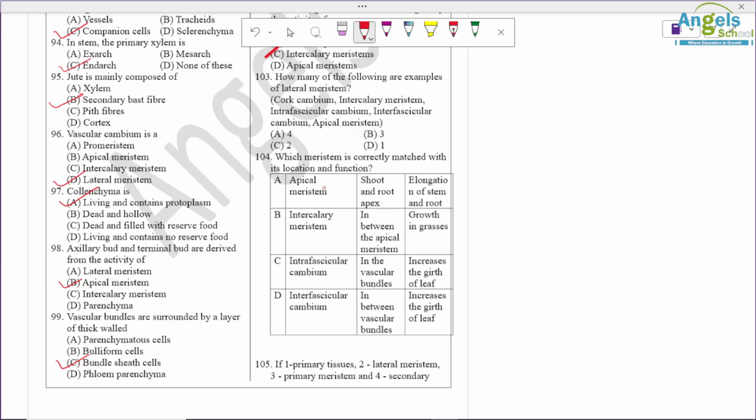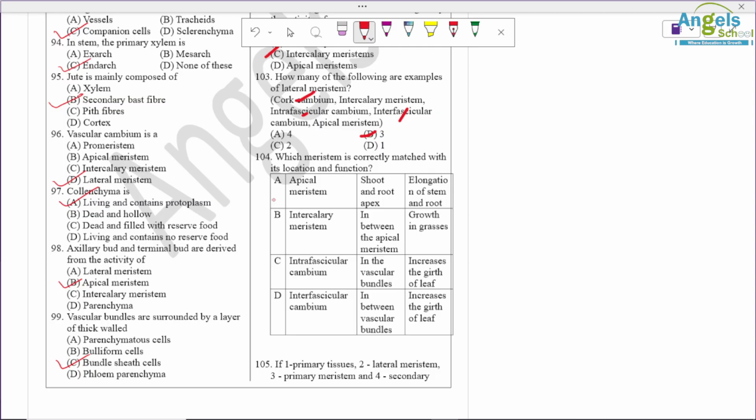How many of the following are example of lateral meristem? So cork cambium, interfascicular cambium, and intrafascicular cambium are examples of lateral meristem. So answer is 3.